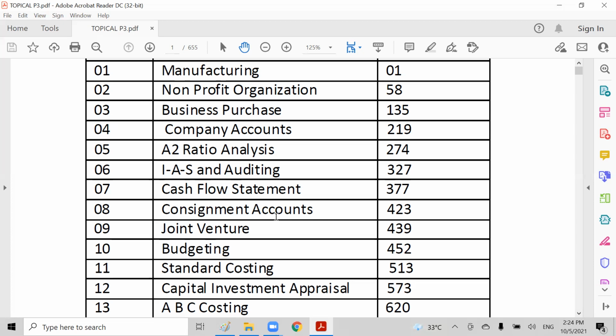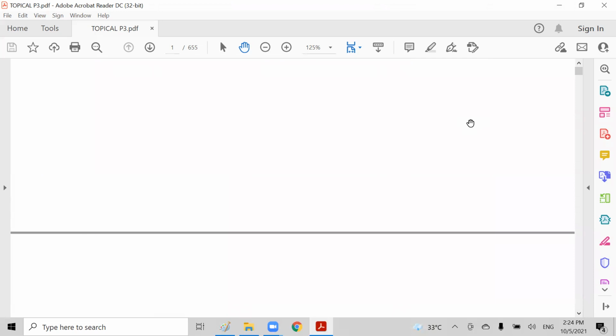So let's start from manufacturing account then, which is the first chapter, right? We'll start from the very basics, so that you may not find things very difficult. And with the passage of time, we will move on to cover the other chapters, including company accounts and A2 ratio analysis, because these are the two chapters which have a link with AS. Generally, all chapters have a link with AS, but I will try to make you understand. And if need be, we will cover AS topics also along with A2. Okay, so let's start manufacturing account.